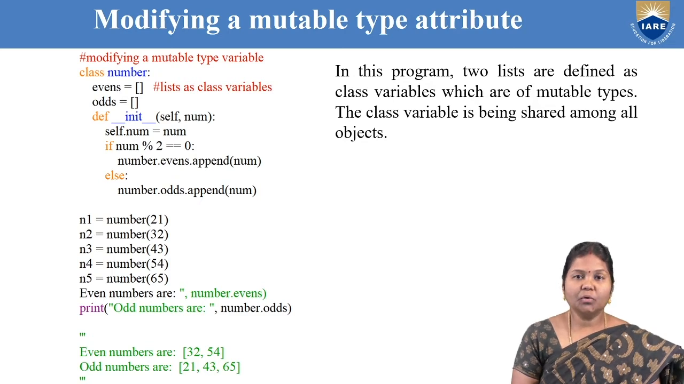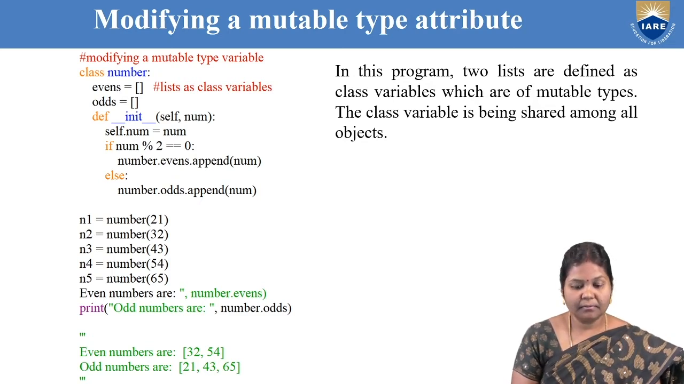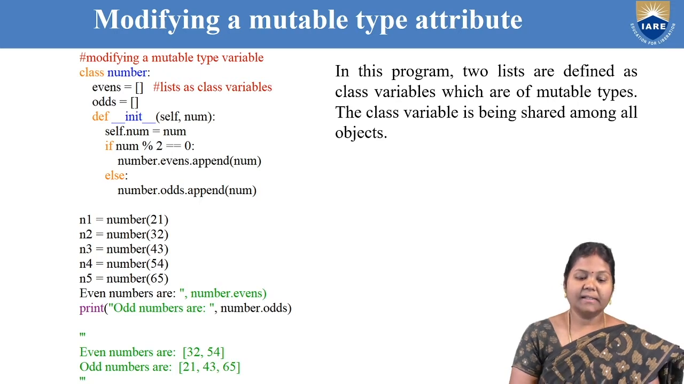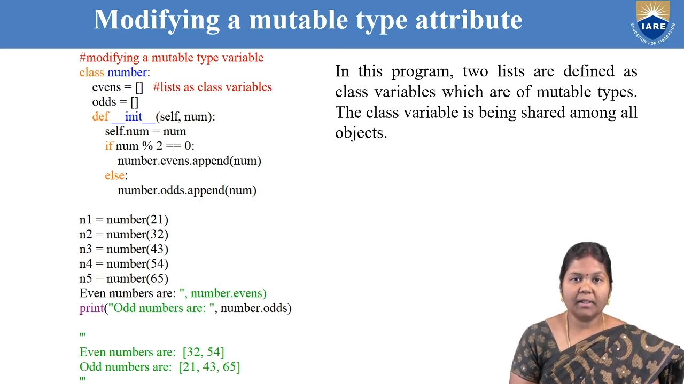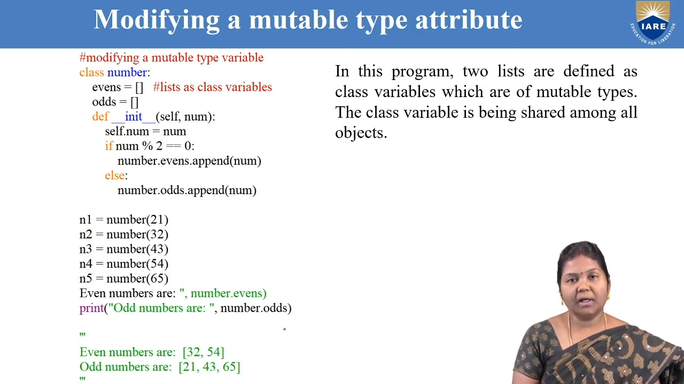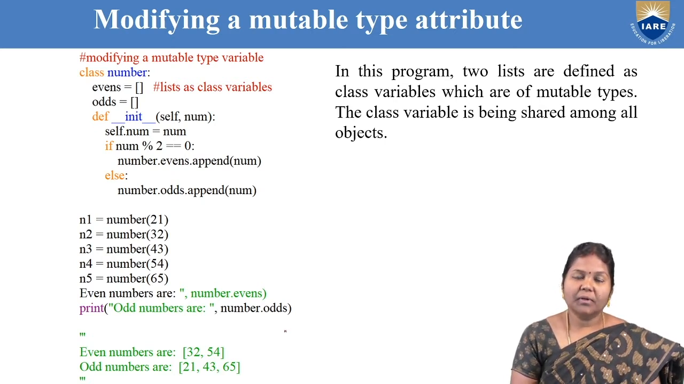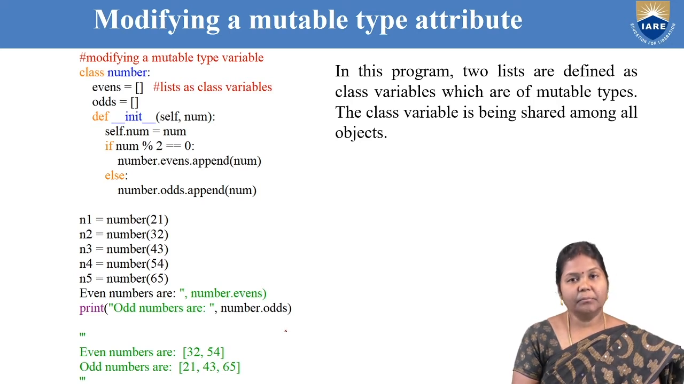Now let us see how to modify a mutable data type of attribute. Suppose we have defined a class called number. In this number class, we have created 2 class variables and both are list data type. Here evens is a list and odds is a list. Both are your class variables. Now we have written a constructor and we are passing a number and checking whether that number is even or odd. If that number is even, then we append to the evens list. If the number is odd, then we append to the odds list.